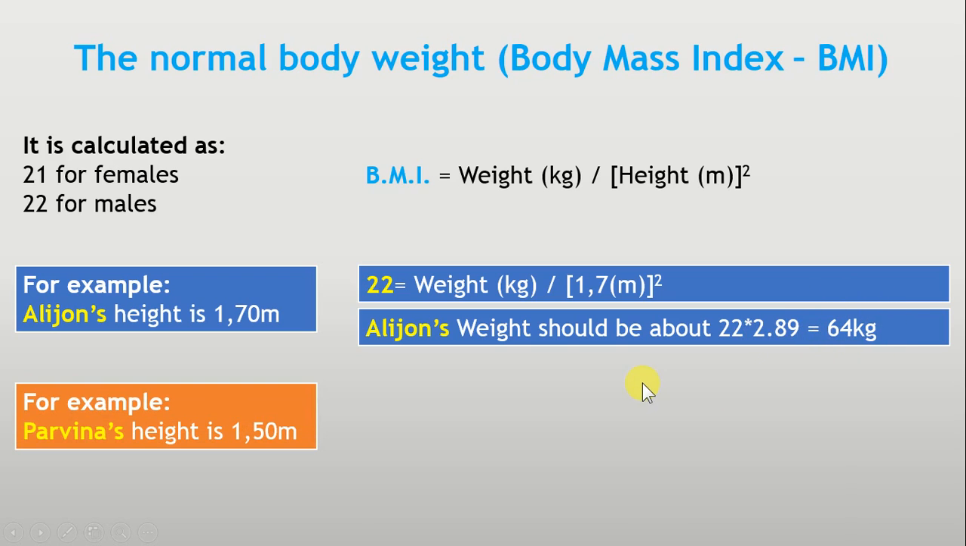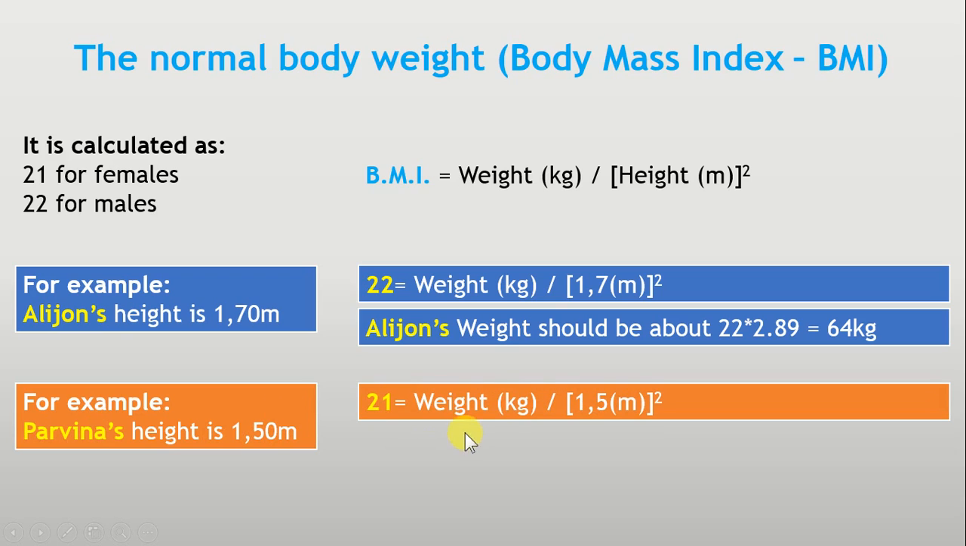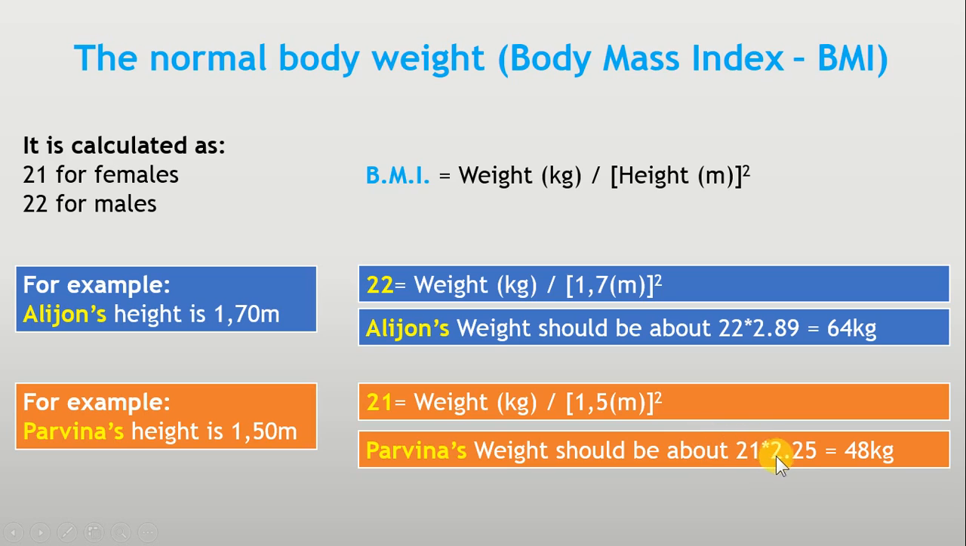Let's calculate for girls. For example, Parvina, if she has got 1.5 meter height, what should she have as a weight? We are going to put 21 for females, as you see here. We are going to find her advised weight. 1.5 is her height. If we take its square, it will make about 2.25. So if we multiply with 21, it will make about 48 kilogram. It is the advised weight for Parvina.